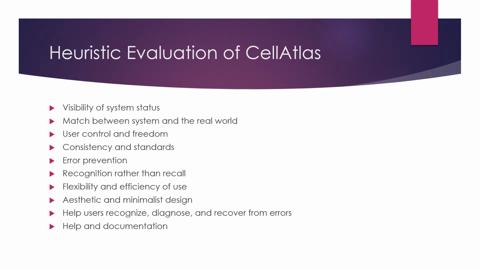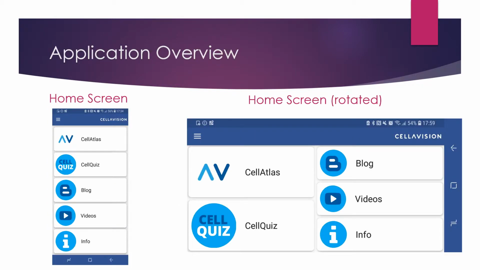So I'm going to use Nielsen's heuristics, and this is a brief overview of the 10 items that we'll go through in this presentation. On the application, this is just a brief overview. You get a home screen that shows you the atlas, the quiz, the blog, videos, and info. And one of the things I thought was nice is when it rotated, it showed you the 2 most popular features and then the other 3 on the side, so that was kind of nice.